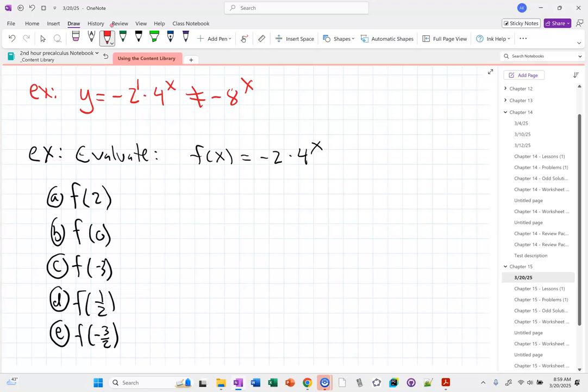All right, when I have something that says like f of 2, what is that telling us to do? Yeah, we're just plugging 2 in for x, right? So that would mean -2 times 4 squared. 4 squared is 16, and -2 times 16 would be like -32. Everybody feel good there?